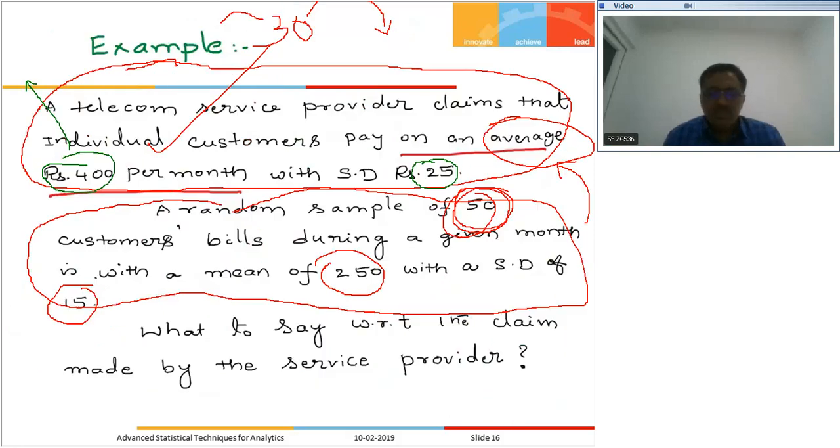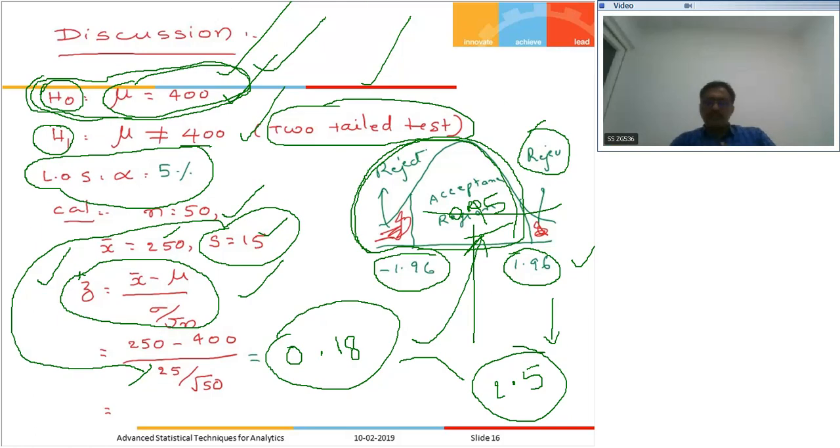So what they are saying is the average is 400, but our sample says 250. But after doing this, what we say is yes, whatever they say is perfect. It is correct to proceed further. If it is 2.5, which falls outside this acceptance region, then we say no, boss, whatever you claimed is wrong. Your average is not 400. It is not equal to 400. It may be greater than or less than 400. What we say is whatever you say is wrong.